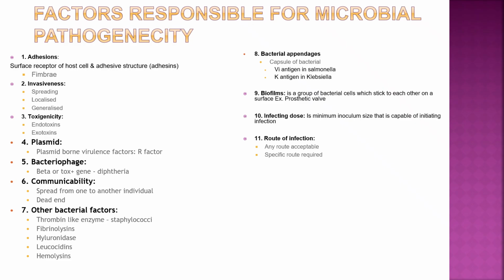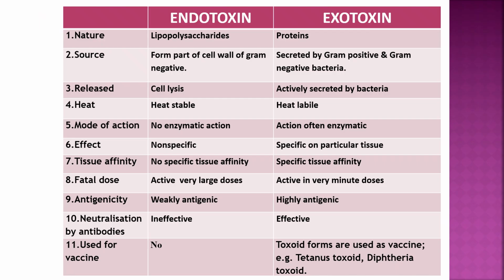Communicability, spread from one individual to another. Other bacterial factors like thrombin-like enzymes seen in staphylococci, fibrinolysins, hyaluronidase, leukocidins, hemolysins. Bacterial appendages like capsule or Vi antigen in Salmonella, K antigen in Klebsiella. Biofilm is a group of bacterial cells which stick to each other on a surface, example, prosthetic valve. Infecting dose is the minimum inoculum size that is capable of initiating infection. Route of infection, any route or specific route required. So these are the factors causing microbial pathogenicity.